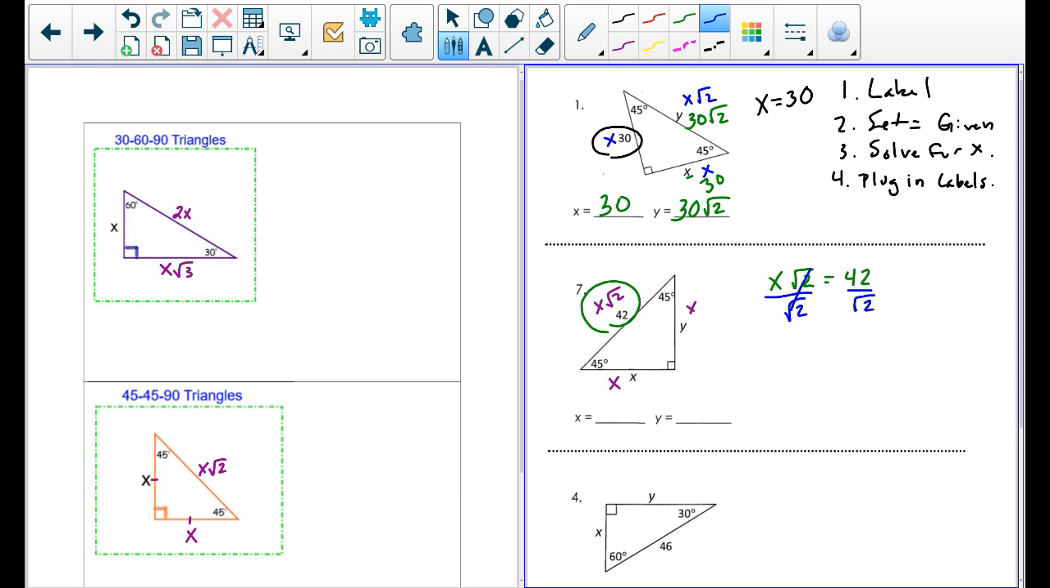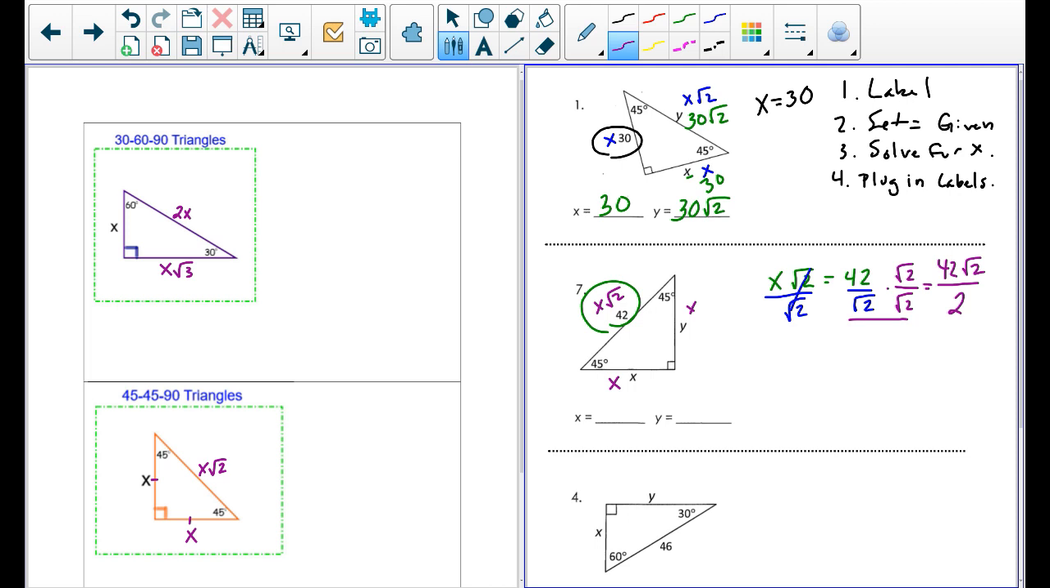Now, they don't want square roots in the bottom. Okay? So if you divide by a square root, to get rid of it you're going to multiply top and bottom by that square root, whether it's square root of 2 or square root of 3. Because square root of 2 divided by square root of 2 is 1. I'm just multiplying it by 1, right? So this equals the number inside, so it's just a 2. Okay? And then the top is just 42 square root of 2.